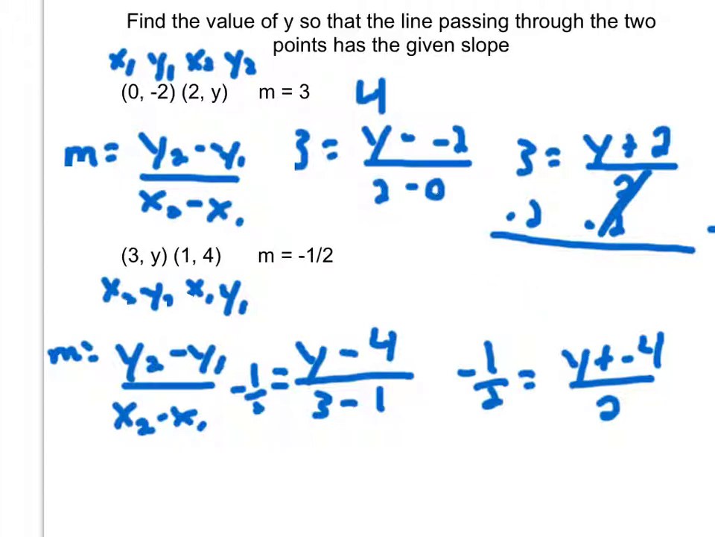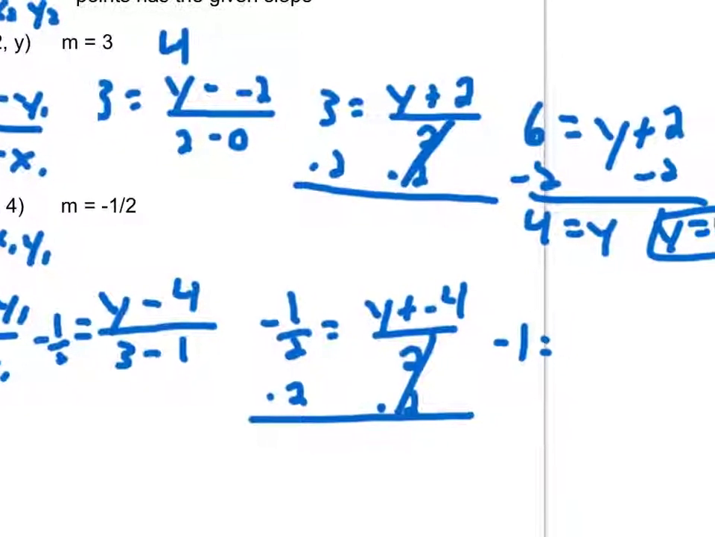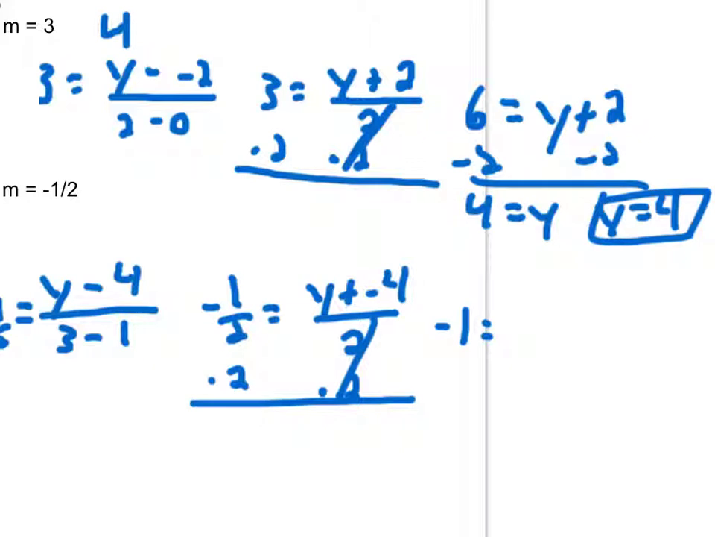Well, to get the top all by itself, which is what I need to do, I need to get rid of the bottom. So I'm going to get rid of the bottom by multiplying by 2 on both sides. And that cancels out the bottom here. Cancel out dividing by 2. Well, the same thing kind of happens over here. I had it divided by 2, and multiply by 2 cancels out. Leaves me with just negative 1. Or you can think of that as negative 1/2 times 2 is negative 1. And that equals my new right side. Doesn't have a bottom to it, so it's y plus negative 4.